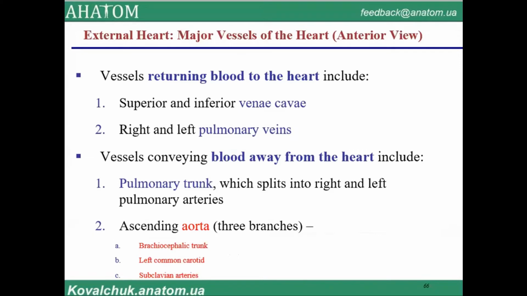And the external heart, major vessels of the heart in anterior view. Vessels returning blood to the heart include the superior and inferior vena cava, and right and left pulmonary veins. Vessels conveying blood away from the heart include the pulmonary trunk and ascending aorta. The aorta has three branches: brachiocephalic trunk, left common carotid, and subclavian arteries.